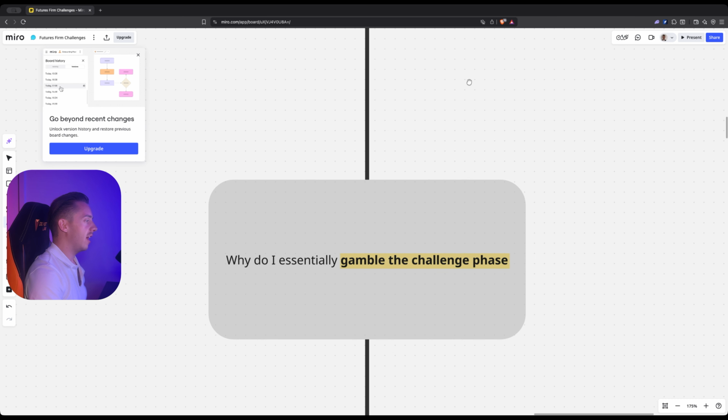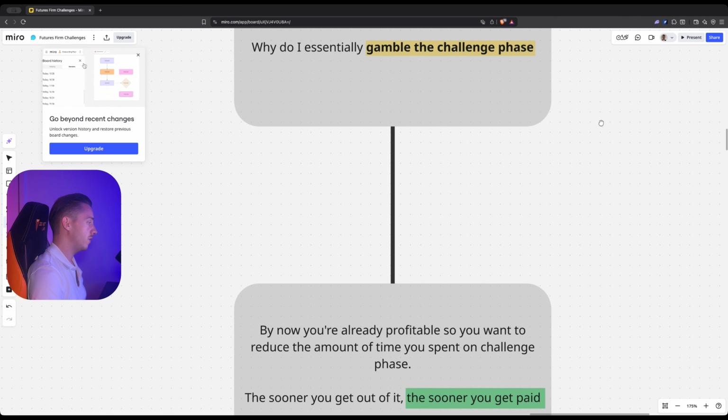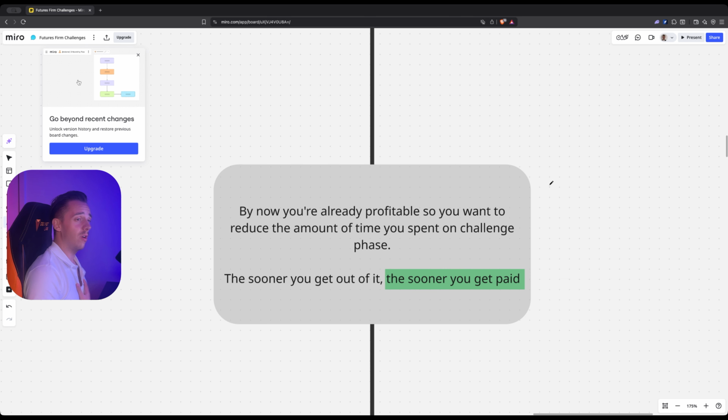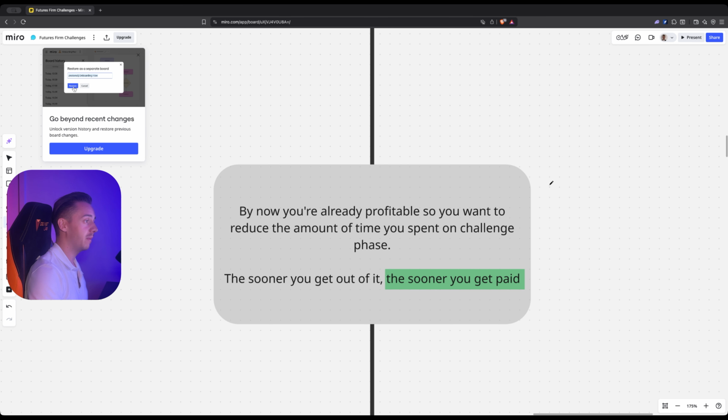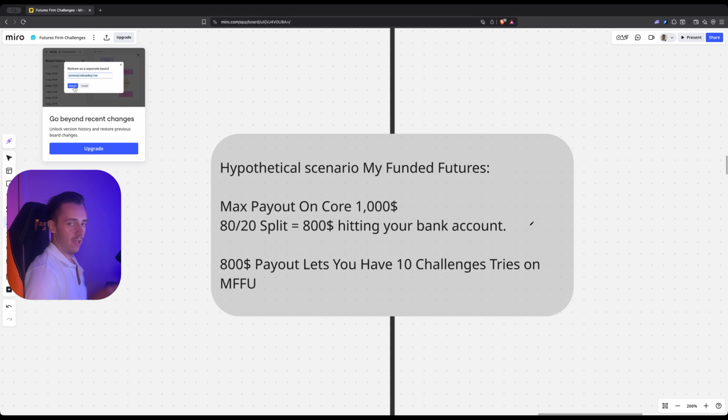There's a reason why I essentially gamble the challenge phase and get into funded. And that reason is very, very simple. By now, I already know that I'm profitable, so I don't want to be spending too much time or too many weeks on my challenge phase. I just want to get my funding and start trading my funding so I can get my payouts, because the sooner I get out of my challenge phase, the sooner I get paid. It's only a matter of time before I get another payout, because again, I can consistently execute with my proven edge.